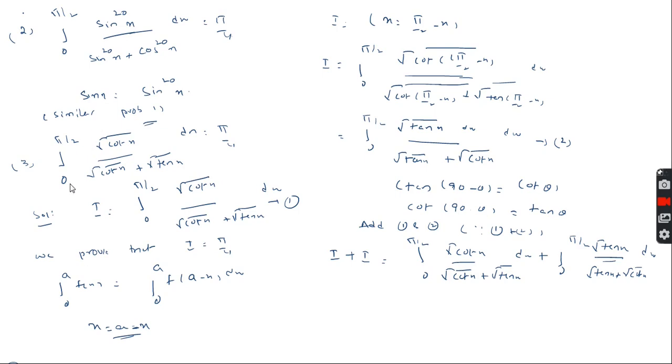Here the problem is the integral from 0 to pi by 2 of root of cot x by root of cot x plus root of tan x into dx. We prove that it is equal to pi by 4.